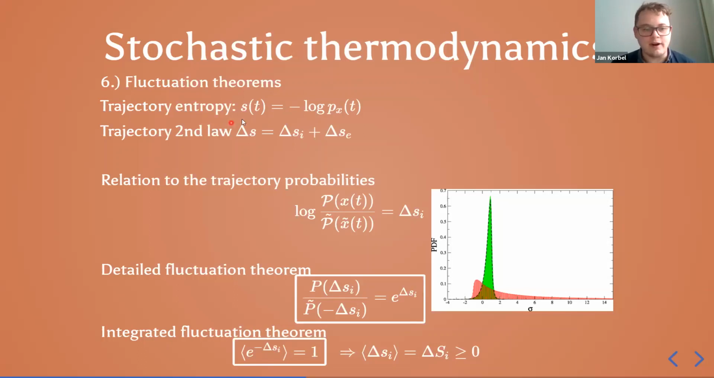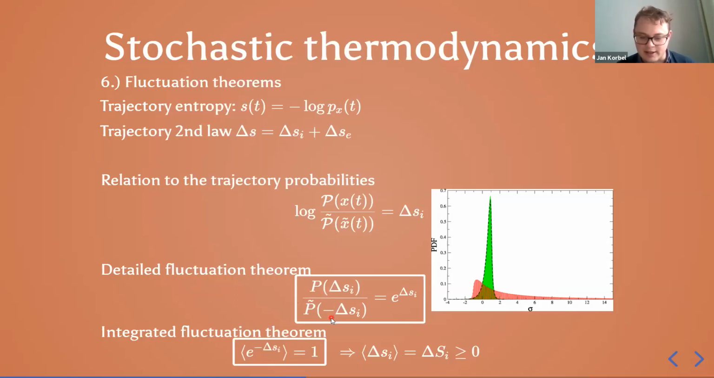What you define is the trajectory entropy, which is minus log P. So if you do the sum over Px log Px, the expected value of the trajectory entropy, you get the ensemble entropy. And the same with the ensemble entropy production and ensemble entropy flow. And then what you derive is this nice formula that the log ratio of these two probabilities is the entropy production.